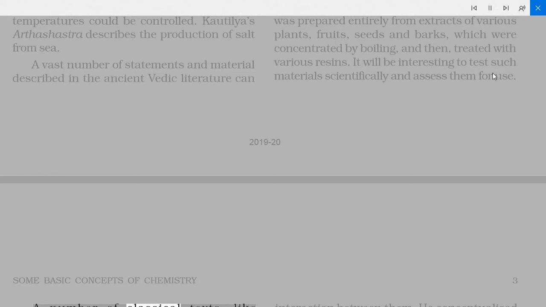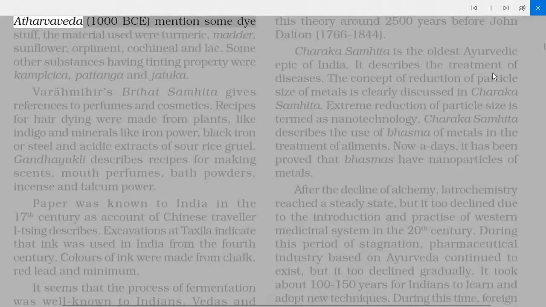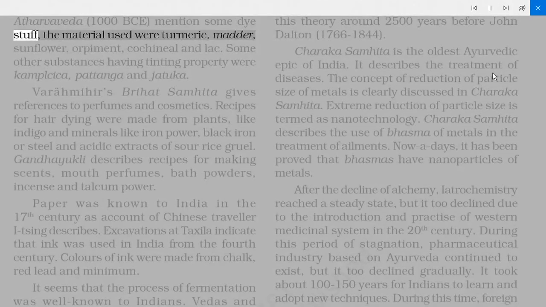A number of classical texts, like Atharvaveda, 1000 BCE, mention some dye stuff. The materials used were turmeric, madder, sunflower, orpiment, cochineal and lac. Some other substances having tinting property were kampillaka, pattanga and jatuka.